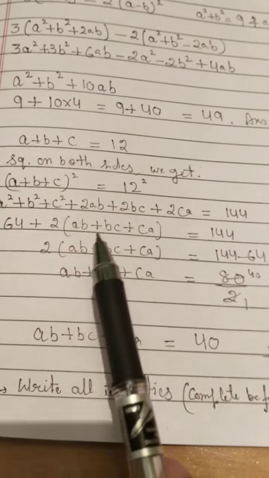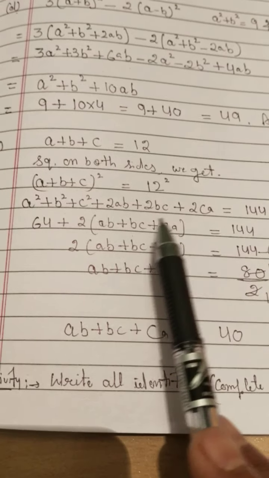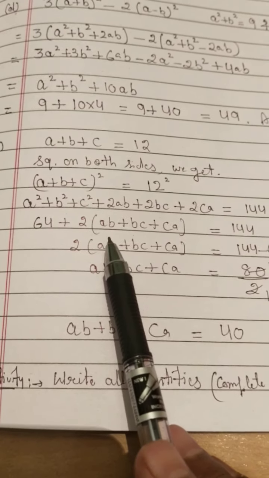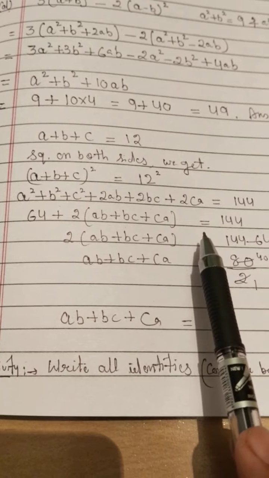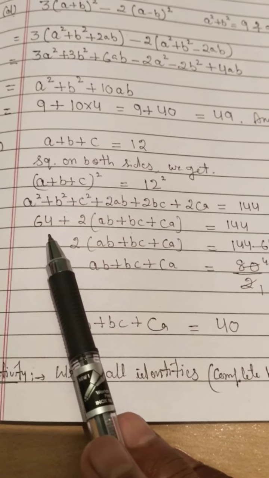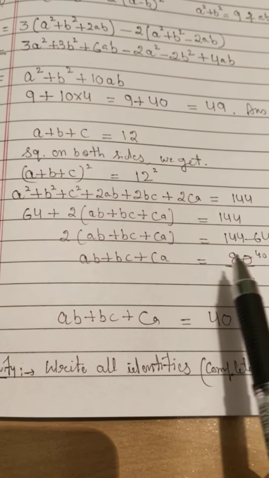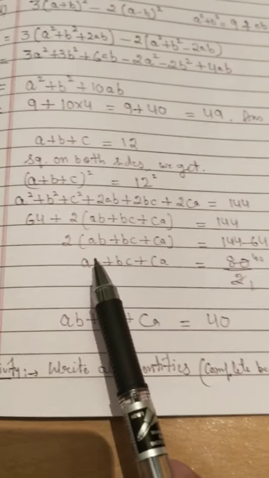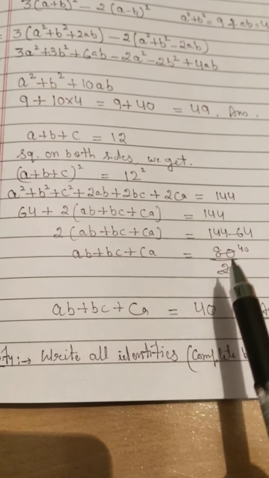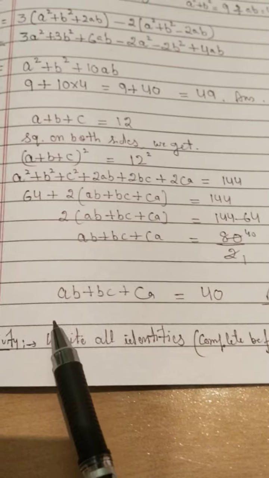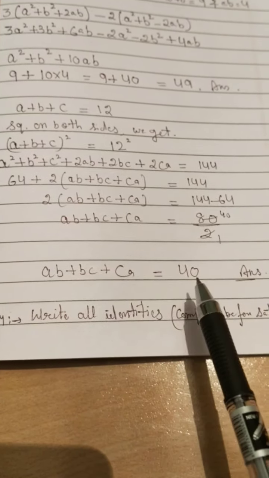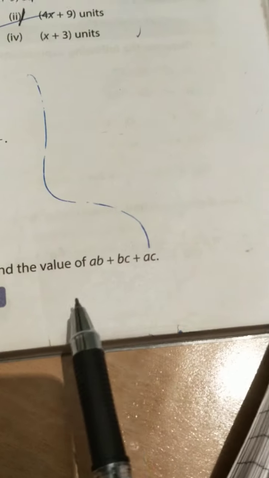Then 64 plus 2 into, taking 2 as common from the 3 terms, ab plus bc plus ca is equal to 144. This 64 goes to the right hand side as minus 64. It is equal to 80. So ab plus bc plus ca is equal to 80 upon 2, which is equal to 40. So ab plus bc plus ca is equal to 40, which we had to find in our question, ab plus bc plus ac.